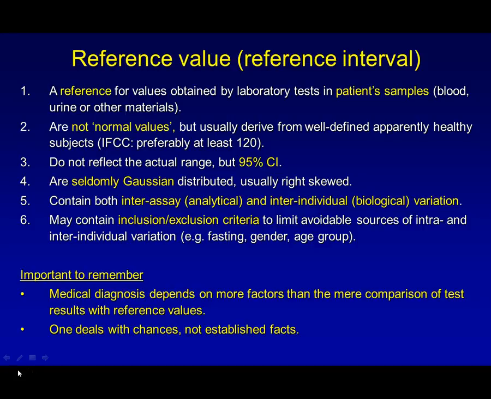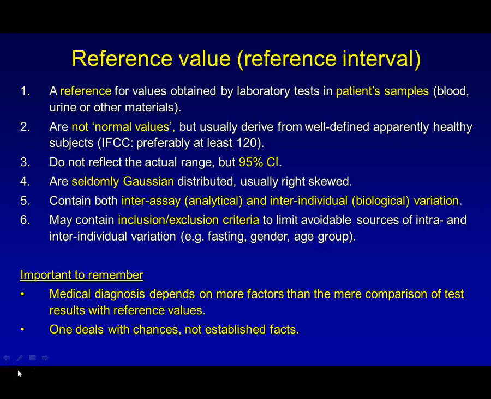It should be noted that reference ranges do not reflect the actual range, but a 95% confidence interval. They are seldom Gaussian distributed, and most times they are right skewed. This is because there is always subclinical pathology included. Reference ranges contain both inter-assay analytical variation and inter-individual biological variation.